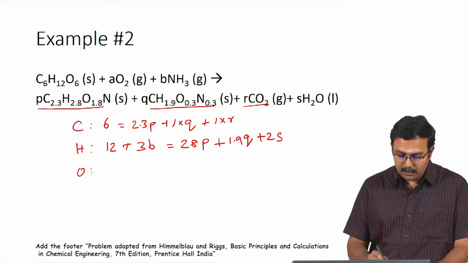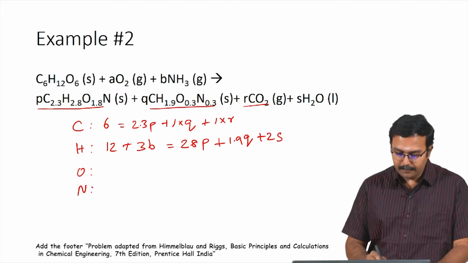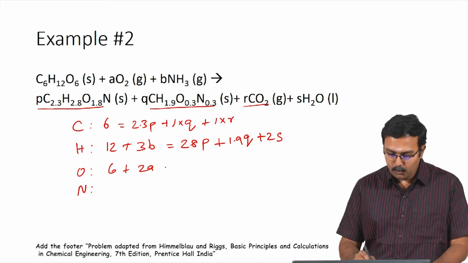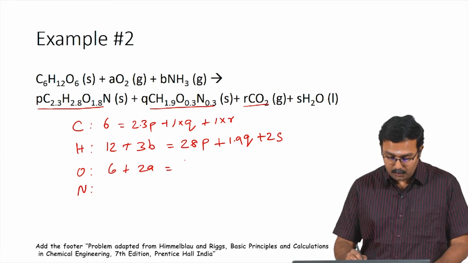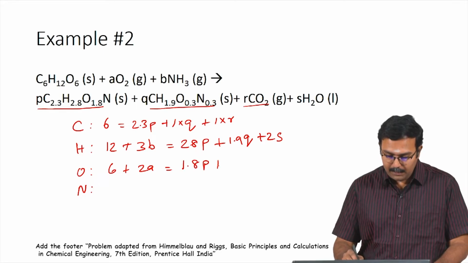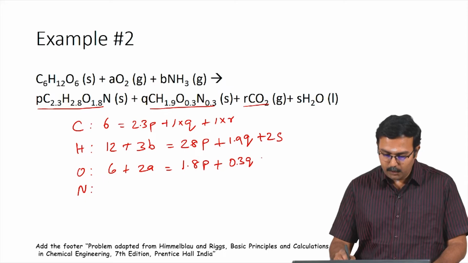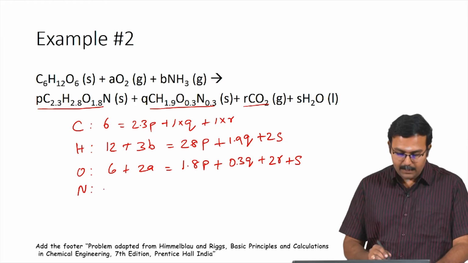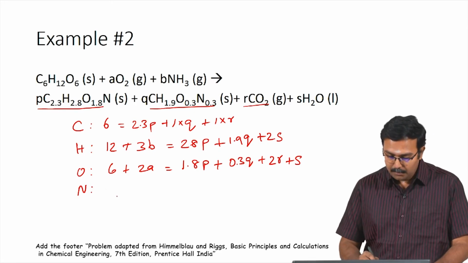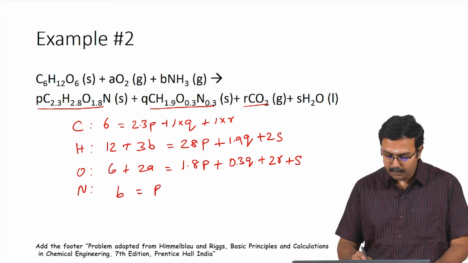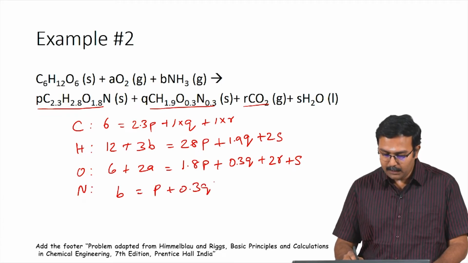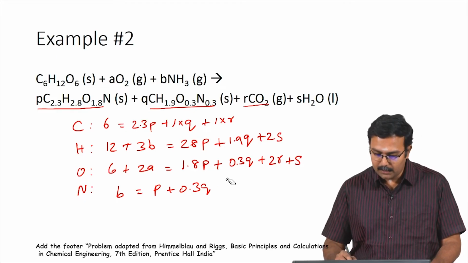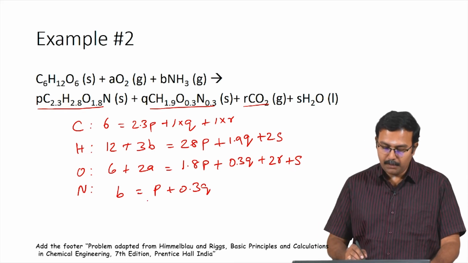We can also write the balance equations for oxygen and nitrogen. Oxygen would be 6 plus 2A equals 1.8 P plus 0.3 Q plus 2 R plus S, and we can write a nitrogen balance as B equals P plus 0.3 Q plus 0. There is no nitrogen in the other terms, so we just have B equals P plus 0.3 Q.